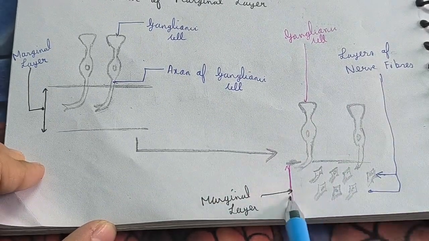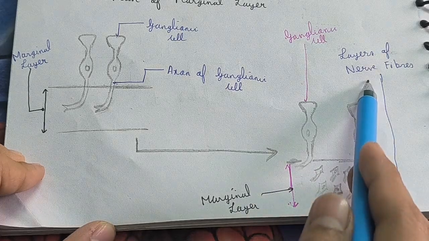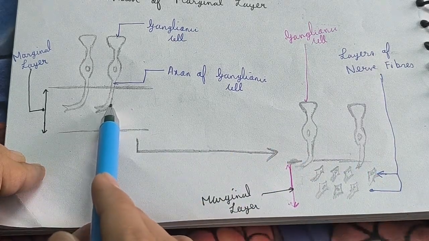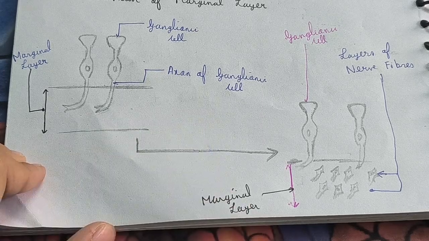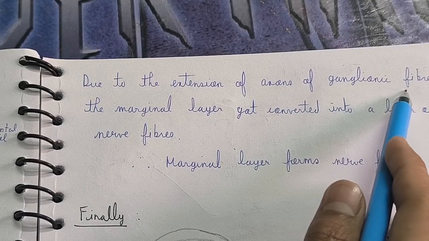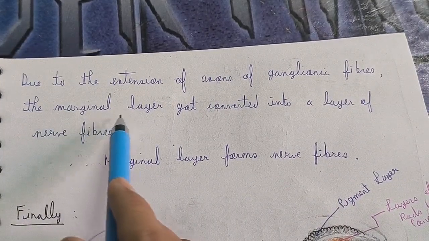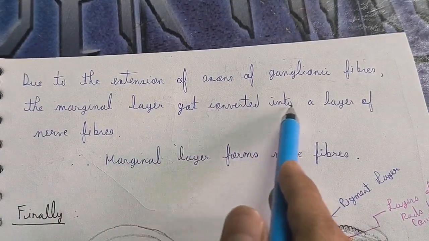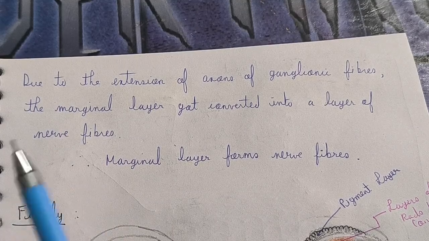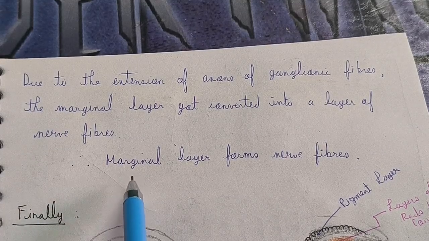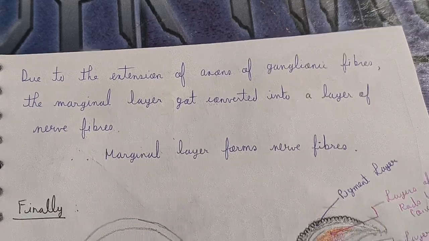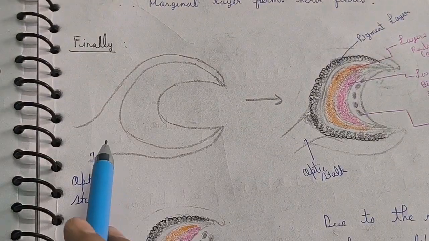So therefore this marginal layer converted into layers of nerve fibers due to the extension of the axons of ganglionic cells. So due to the extension of the axons of ganglionic cells, the marginal layer got converted into a layer of nerve fibers. So the derivative of the marginal layer, if you want to know, is that the marginal layer forms nerve fibers. So finally, that is the initial optic stalk.